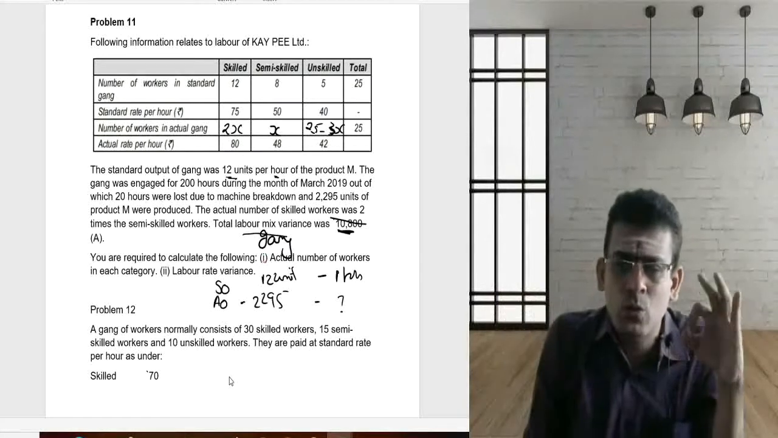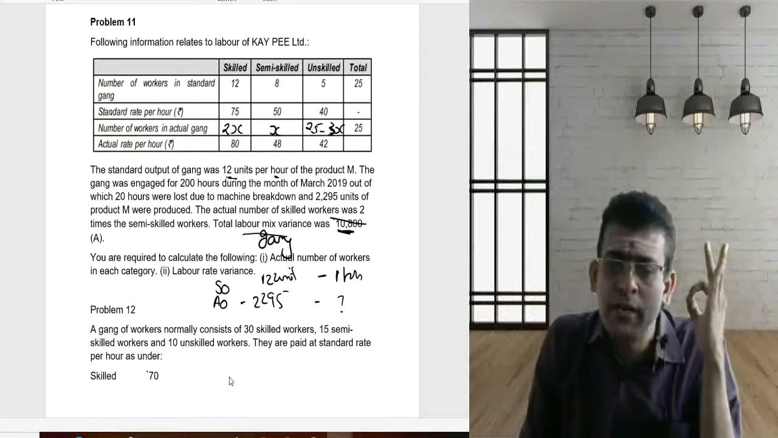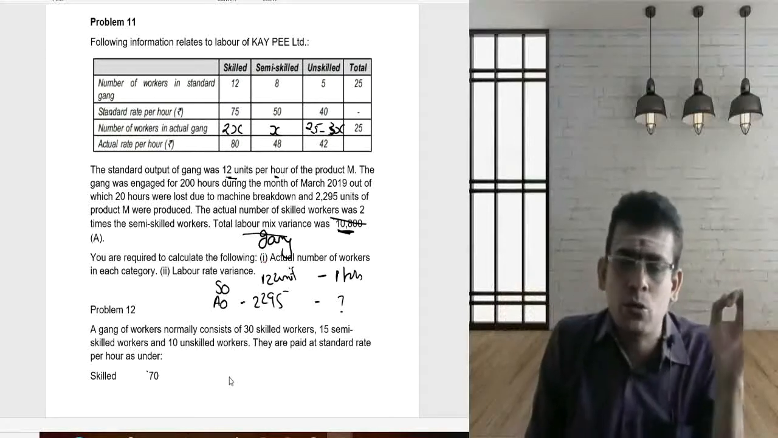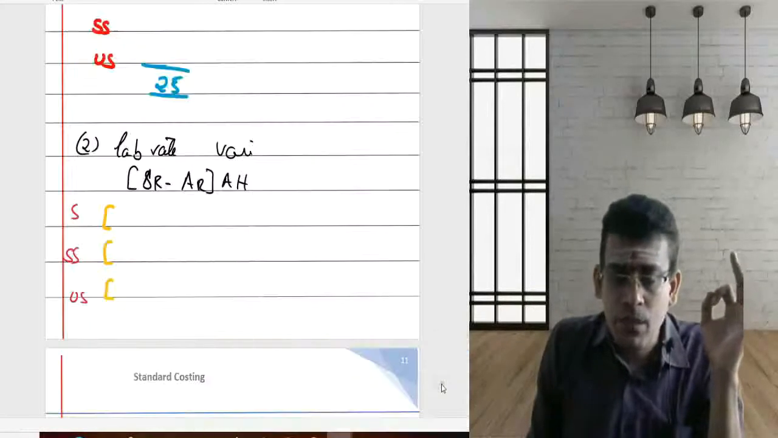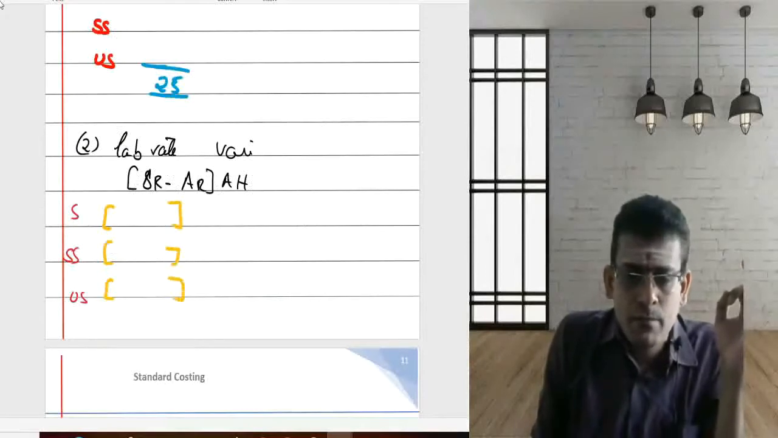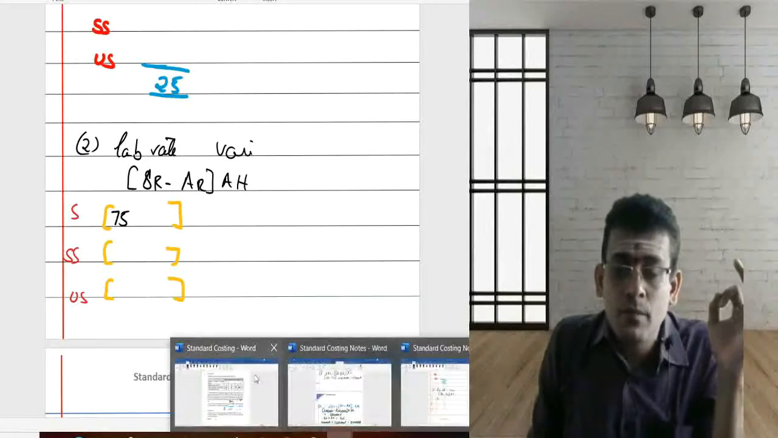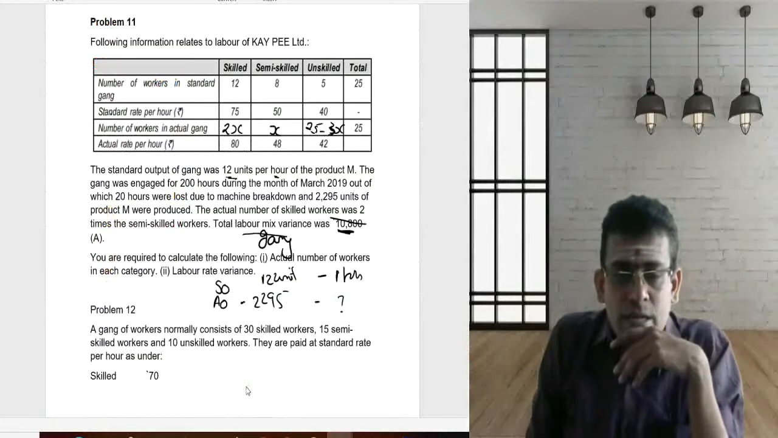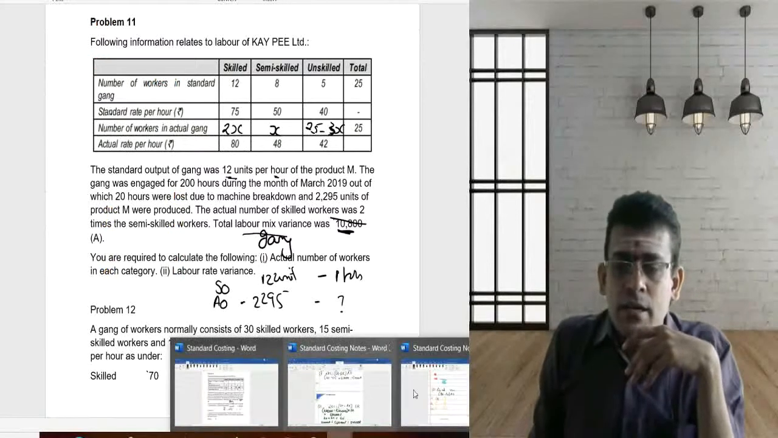Now here what I'm trying to do is take up the information which is available. What information is required? Standard rate available, actual rate available. So now let us take the standard rate for your skilled workers, which is 75. First let us take the standard rate for all. Skilled, the standard rate is 75. For semi-skilled, the standard rate is 50. And for the unskilled, the standard rate is 40.